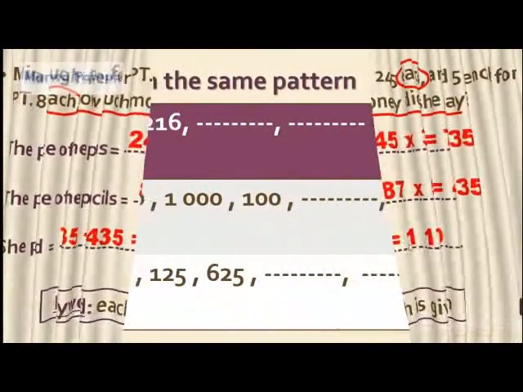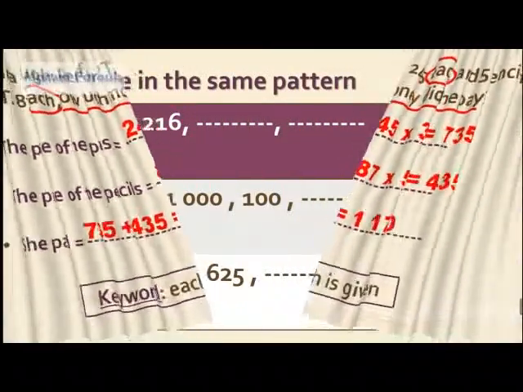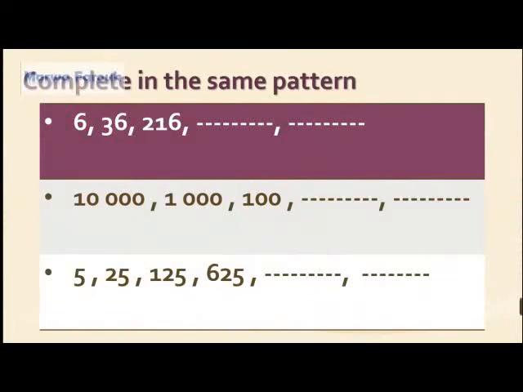Now let's go on to an important part here, and I know that you all get confused in this part. This part is complete the same pattern. We have here 6, 36, 216. Okay, what are the next two numbers? I will look at the first number and the second number. There is a big difference between them.